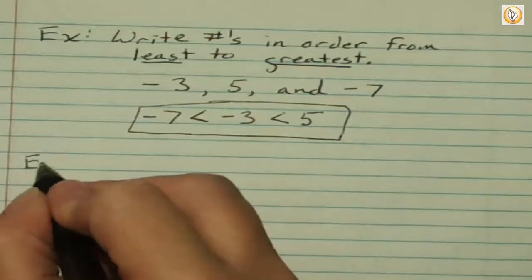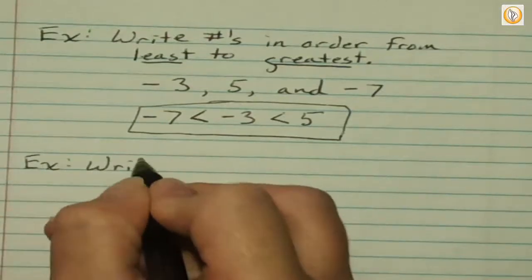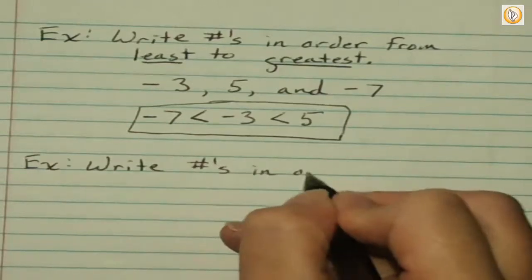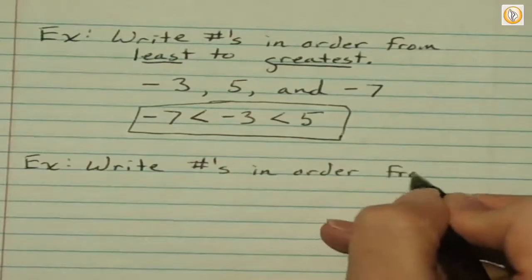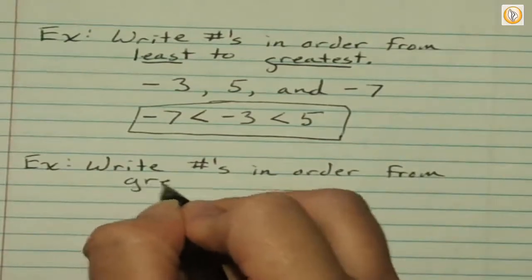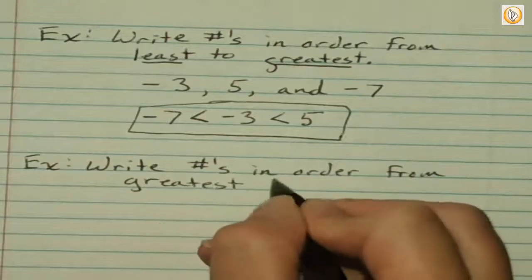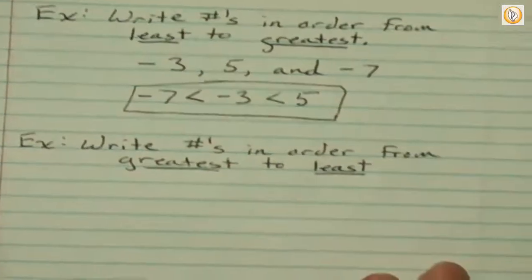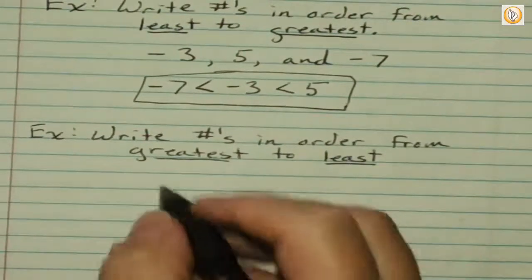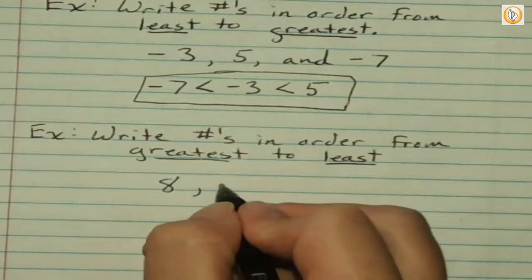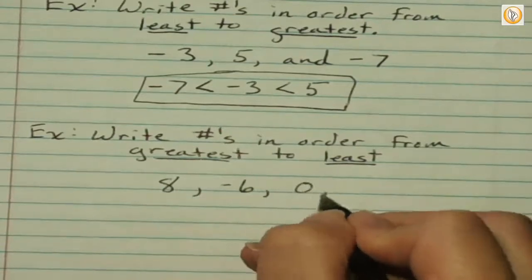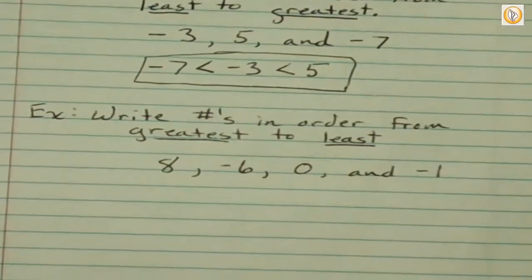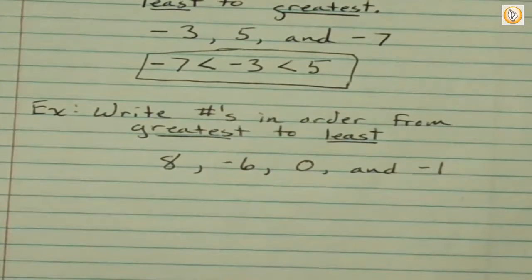Let's say the directions are: write numbers in order from greatest to least. And your choices are 8, -6, 0, and -1. Let y'all write that down.